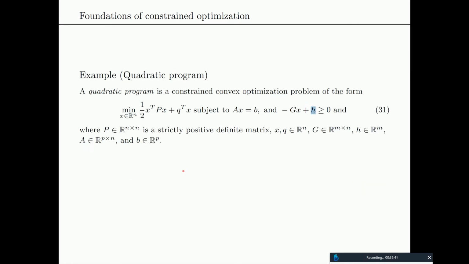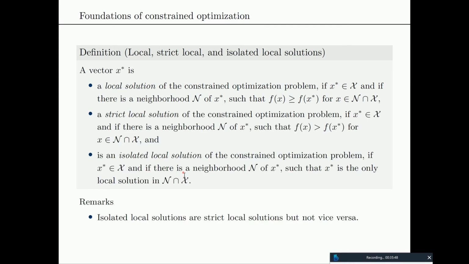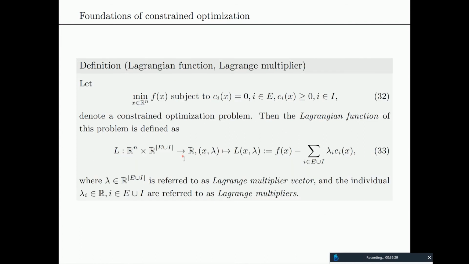What are actually, if we have these problems or programs, what are solutions? Well, one can distinguish local, strict local, and isolated local solutions. That's actually not that important for the remainder. A strict local solution would be one that is really smaller than all the other points in the environment. A local solution would be where the function takes on a value that is smaller or equal to other points, so whether you have multiple points where the minimum is actually happening. And isolated local is that within a neighborhood there's only one local solution. On the next slide, there will be something referring to the solution, and this is just to have the idea of a solution established. This is not that important.